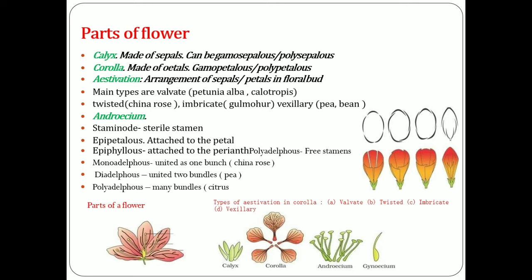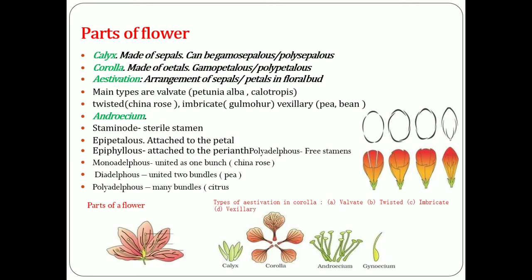Aestivation. The mode of arrangement of sepals or petals in floral bud with respect to the other members of the same whorl is known as aestivation. The main types of aestivation are valvate, twisted, imbricate and vexillary. When sepals or petals in a whorl just touch one another at the margin, without overlapping, as in calotropis, it is said to be valvate. If one margin of the appendage overlaps that of the next one and so on, as in China rose, lady's finger and cotton, it is called twisted. If the margins of sepals or petals overlap one another but not in any particular direction as in cassia and gulmohar, the aestivation is called imbricate.